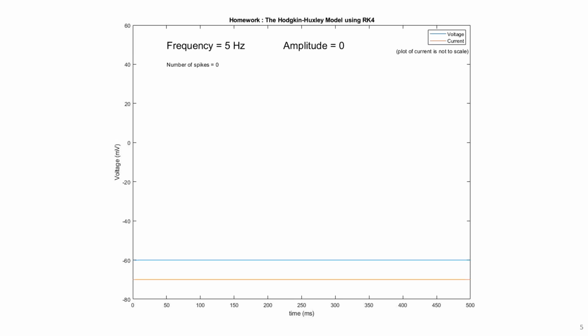The first graph right here is for a frequency of 5 hertz, and I would vary the amplitude starting from 0 to a very little value, and we'll see how that goes.